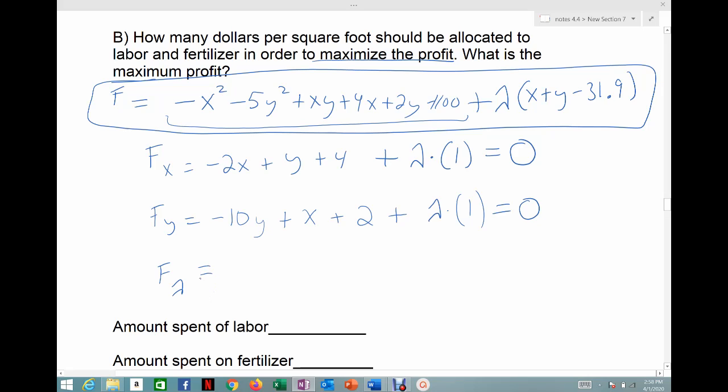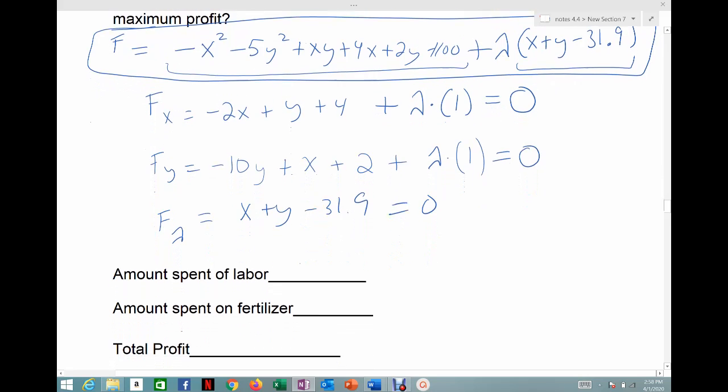Remember, the derivative with respect to lambda is always the constraint equation, because the derivative of lambda is 1 times the constraint equation. So I just go ahead and write down the constraint equation, because that's what it is, and set it equal to 0. Alright, there is my system.